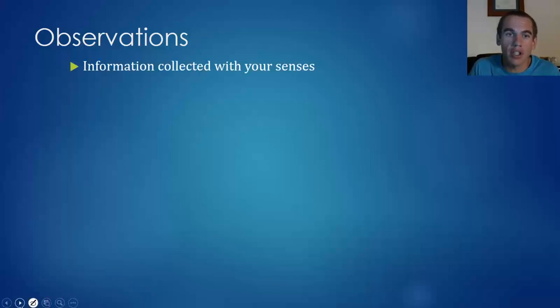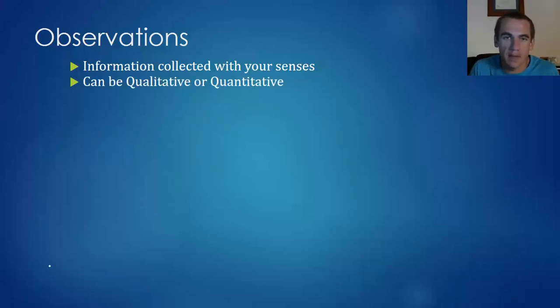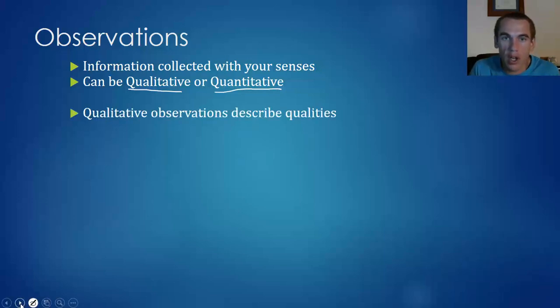Well, what's an observation? An observation is information collected with your senses, and it can be quantitative or qualitative. Now, a quality is something that you describe, and a quantity is something that you measure or count. So when we go through these different versions of observations, they're both valuable and they're both helpful, but we have to keep track of them in different ways.